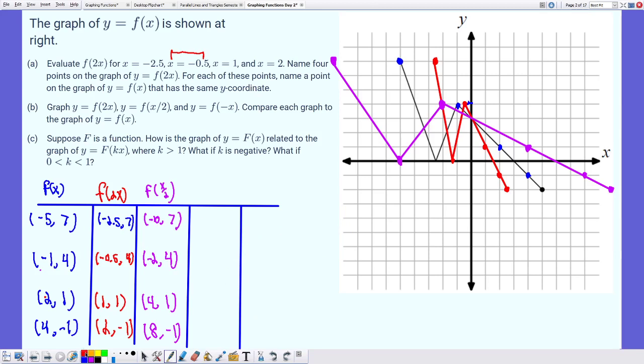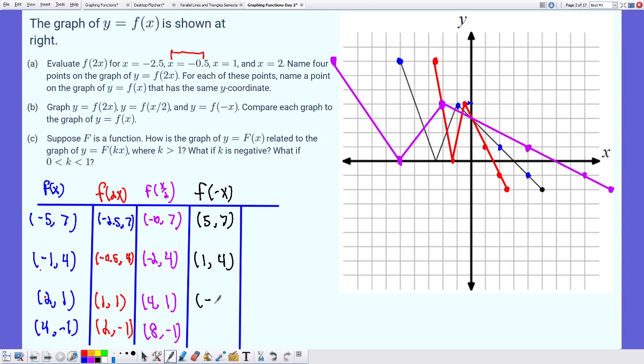Now let's try out the last one, which we will do in black. F of negative x. Okay. Well, what value can I plug in so that I get negative 5 as my input into the function? Well, that would mean that x would have to be 5. And that my output would therefore be 7. And we're just basically flipping the values. This one's probably the easiest one to work with.